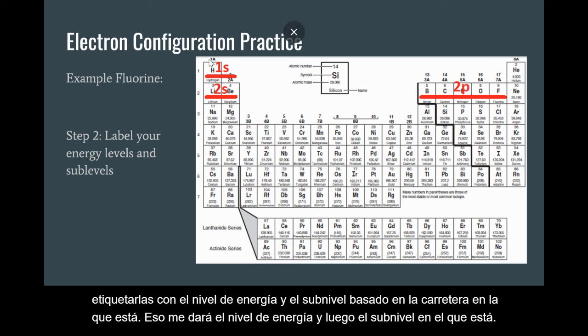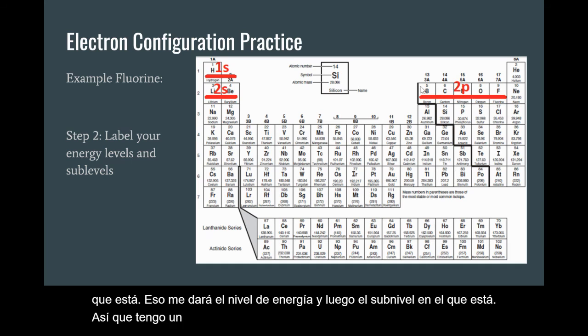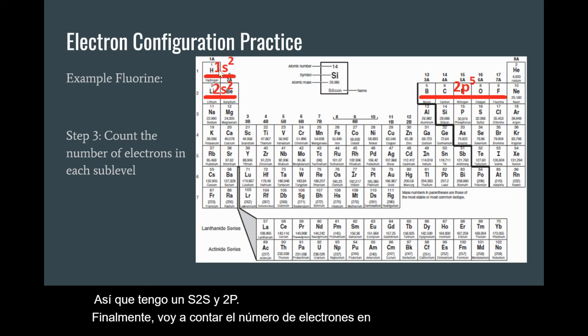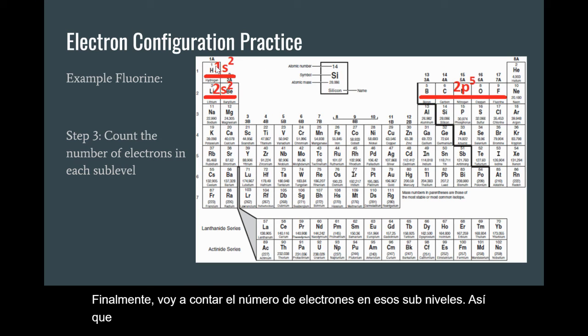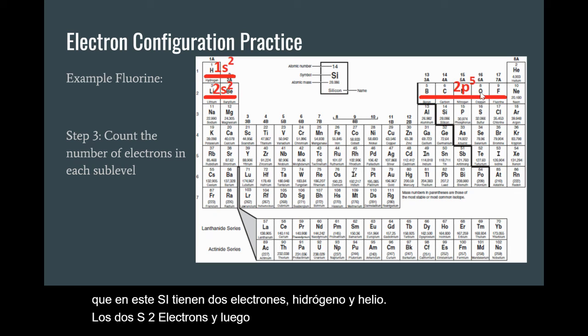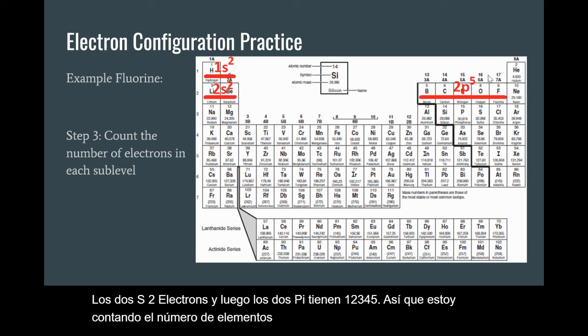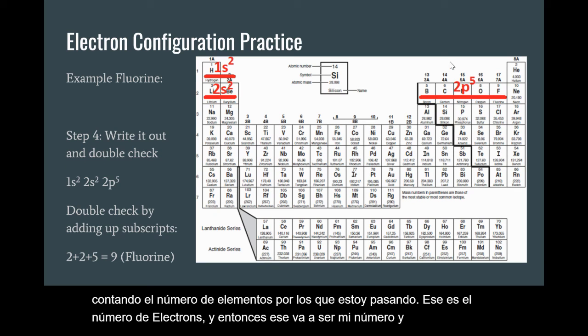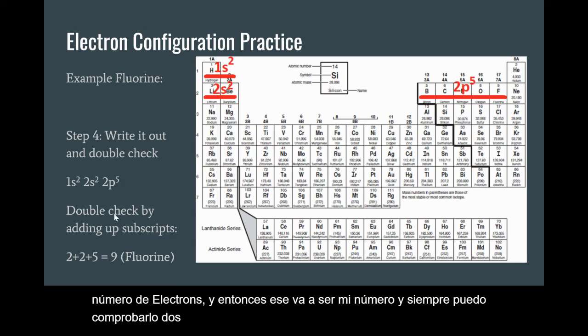So I have 1s, 2s, and 2p. Then finally, I'm going to count the number of electrons in each of those sublevels. So in this 1s, I have 2 electrons, hydrogen and helium. The 2s, 2 electrons. And in the 2p, I have 1, 2, 3, 4, 5. So I'm counting the number of elements I'm going through. That's the number of electrons, and that's going to be my number. I can always double check by adding up my superscripts. My 2, 2, and 5 all together make 9.